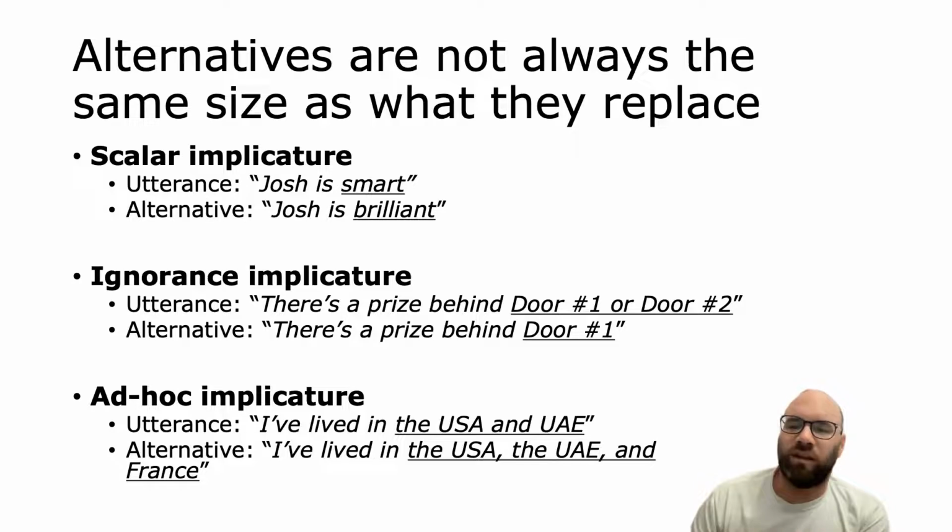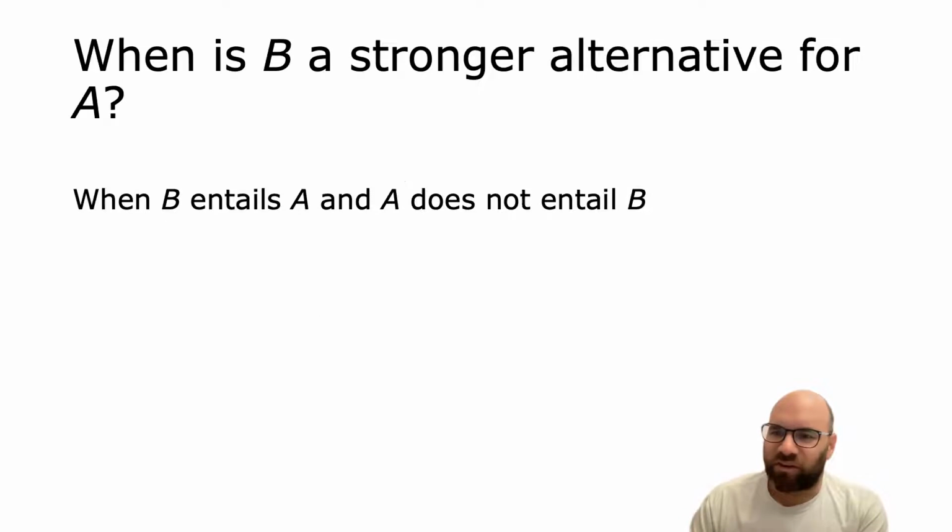So it doesn't seem like there's a purely systematic relationship between what people say and the alternative. The alternative could be something the same length, or it could be shorter, or it could be longer. So how can we define what is a stronger alternative, given that it can't just be switching out one word or switching out a shorter or longer thing?